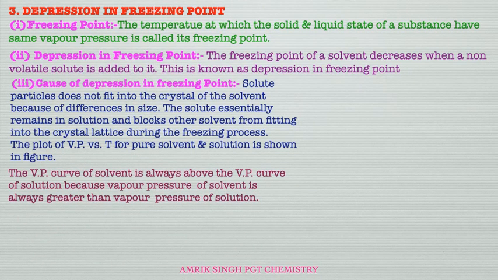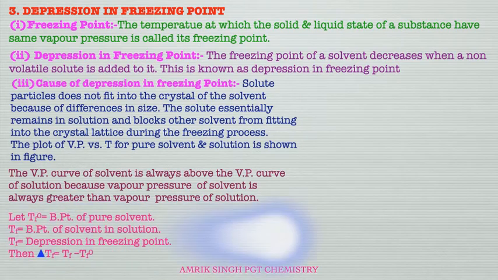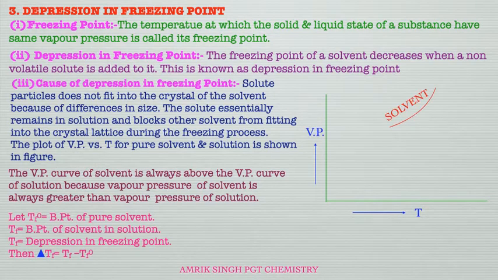And again, the vapor pressure curve for solvent is always above the vapor pressure curve of solution, because the vapor pressure of solvent is always greater than the vapor pressure of solution. Let T0F be the freezing point of pure solvent, TF the freezing point of solvent in solution, and ΔTF the depression in freezing point. Then ΔTF will be equal to T0F minus TF. Let us see the graph. All these things are shown in the graph.